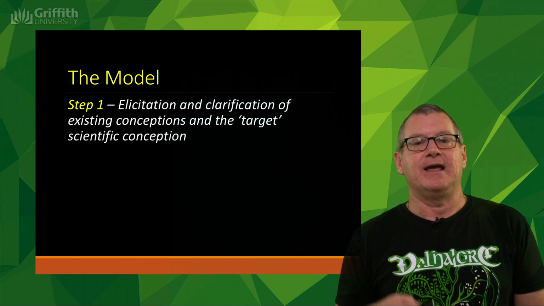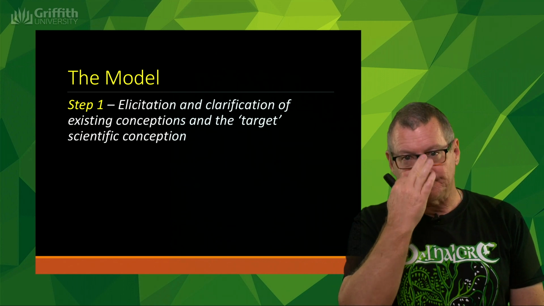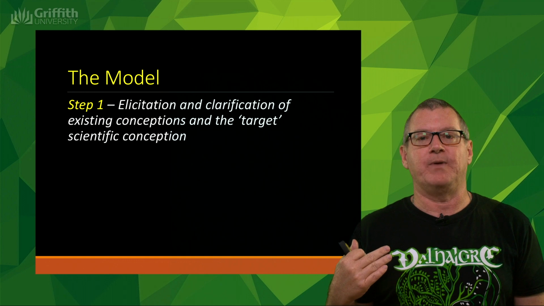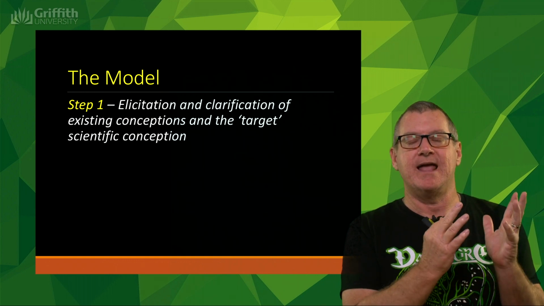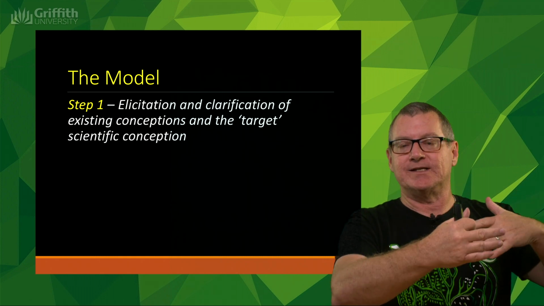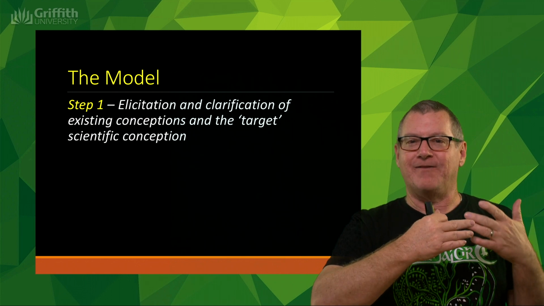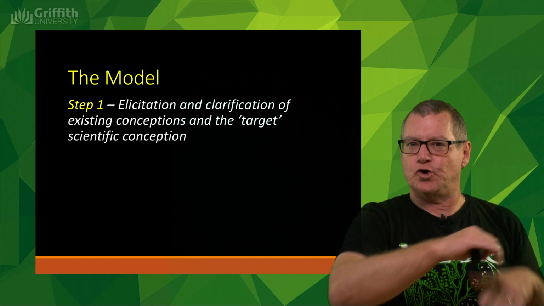in step 1, elicit and clarify the existing concept and the scientific concept. Now, this is a difference from the 5Es. The 5Es basically starts by going, let's have a bit of a mystery. Let's look at a question and so on. And then as we get through, it's like a mystery novel. You find out who the killer is at the end. In the 5Es, you find out the scientific concept, at least in the middle, and then you're sure by the end.